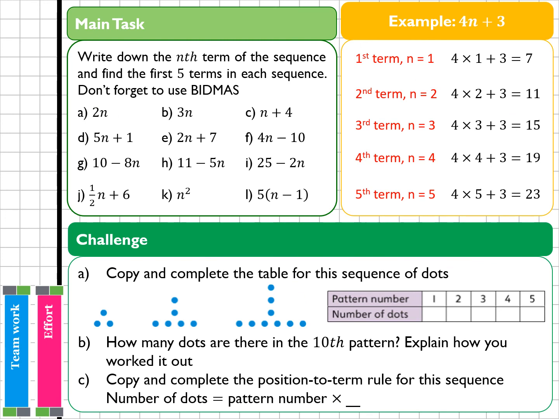Time for a main task. All I need you to do in your book is write down the nth term of the sequences and then tell me what the first 5 terms in each sequence are. Please don't forget to use BIDMAS. There is an example on the slide to help you as well in terms of how to set your work out. The challenge is also on the board, looking at a sequence of dots and filling in a table. Good luck!